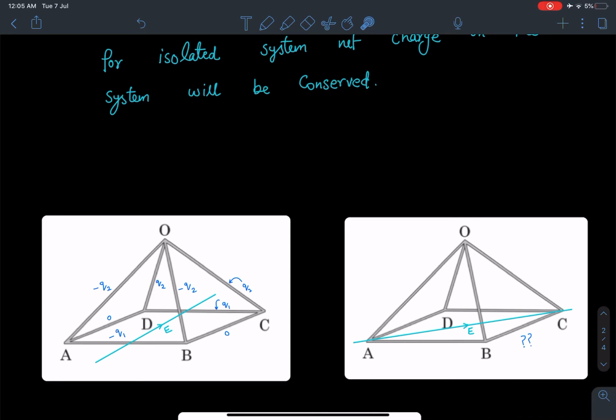So by symmetry we can say, if this rod OC is getting charge of Q2, definitely this rod OD also is going to get charge Q2. I hope this is clear to you, because field is going in this direction. Whatever is going to happen to this rod, same thing will happen to this rod also. And it is given this charge is Q1.